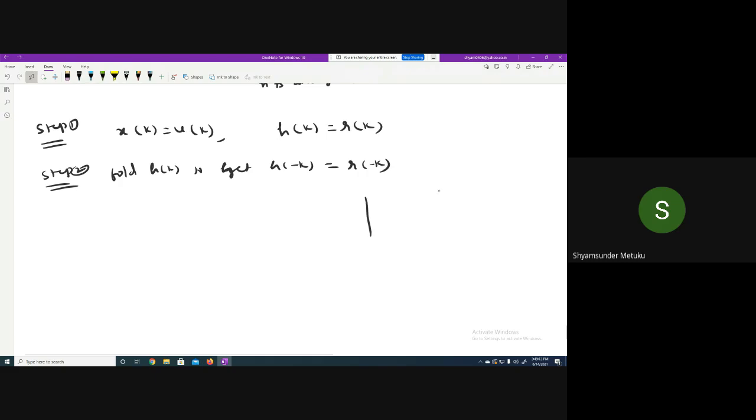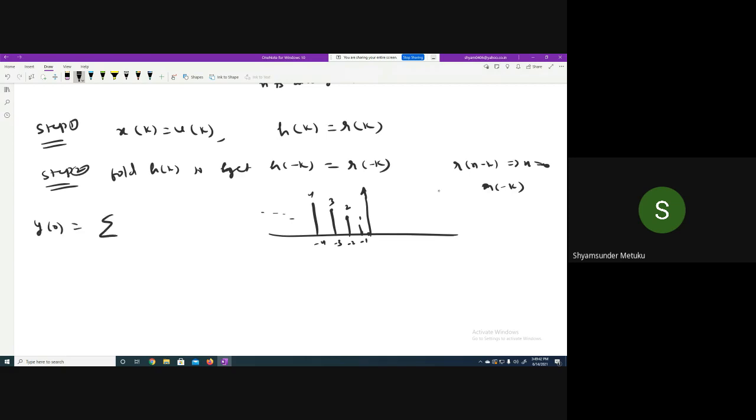So r of minus k, how does it look? It looks like this: 0, 1, 2, 3, 4 up to infinity, isn't it? This is for r of minus k. When n is equal to 0, r of n minus k becomes r of minus k only. So y of 0 is equal to the summation over x of k into h of minus k, where k is considered from minus infinity.